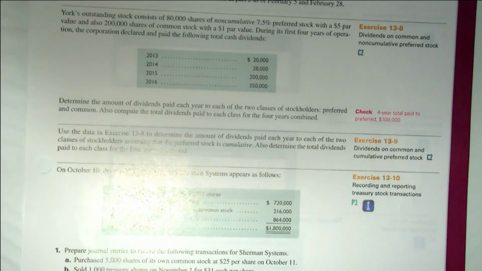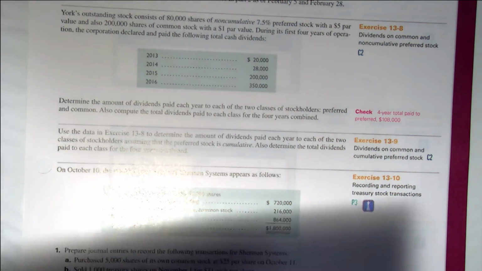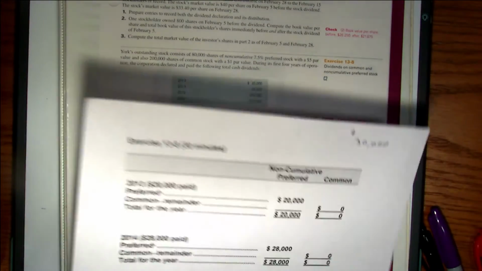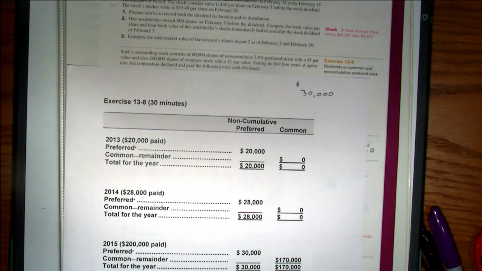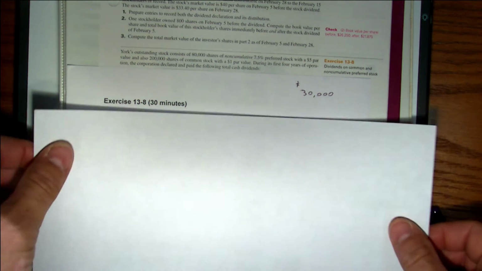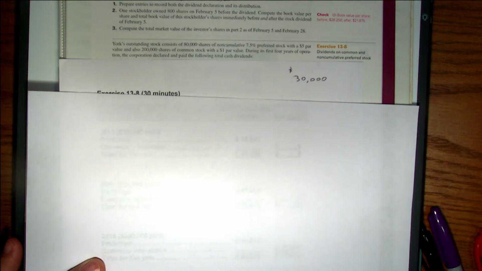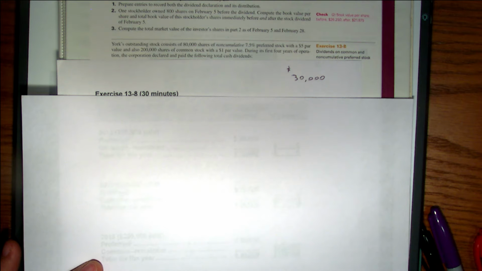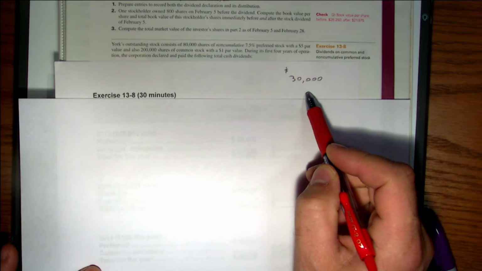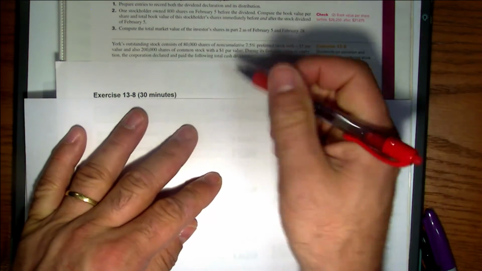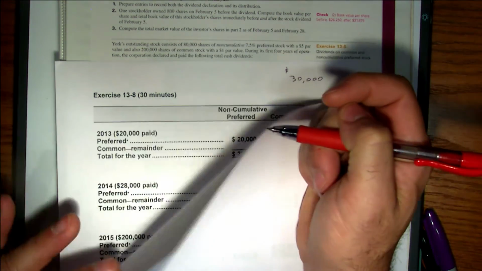What is the first thing that we have to do? The very first thing that you have to do is figure out one full year amount of preferred dividends if they get paid. Okay, that's the first thing we have to do. Did you get $30,000? Yep. Okay, how did we get that? We took the par value, which was what?